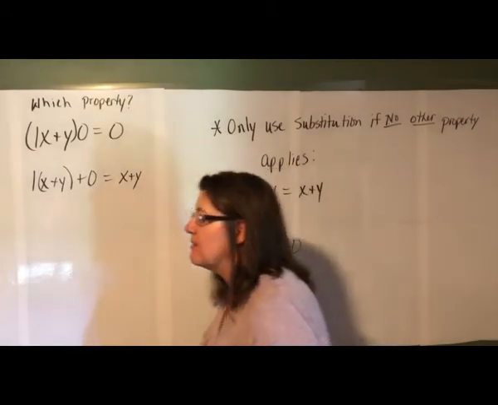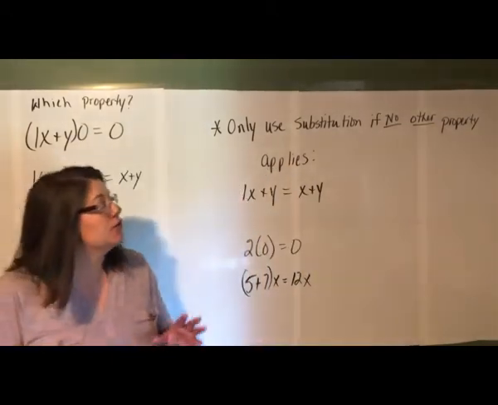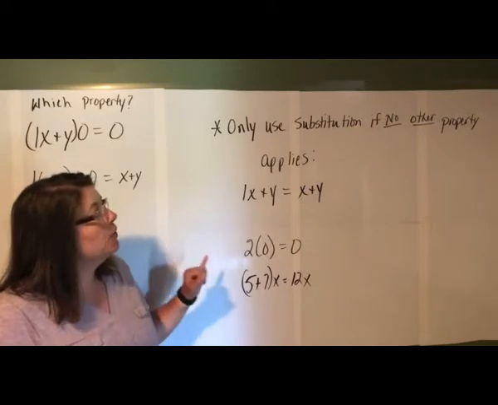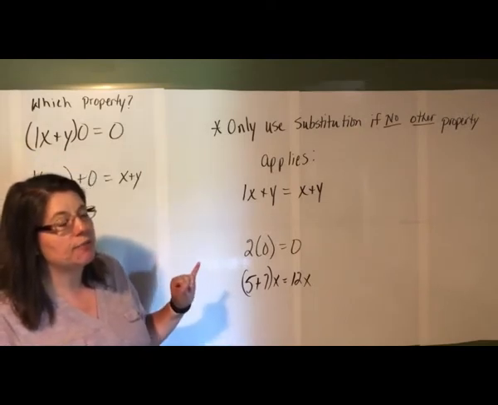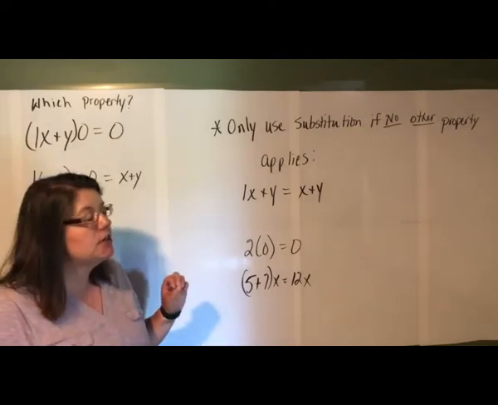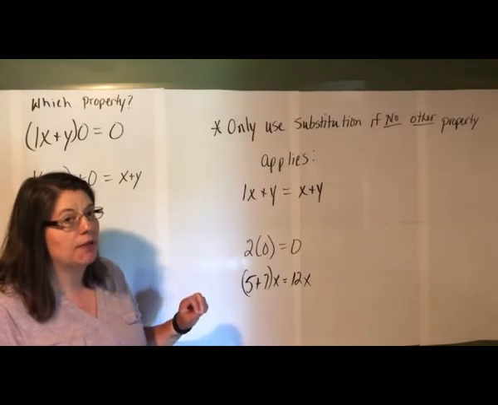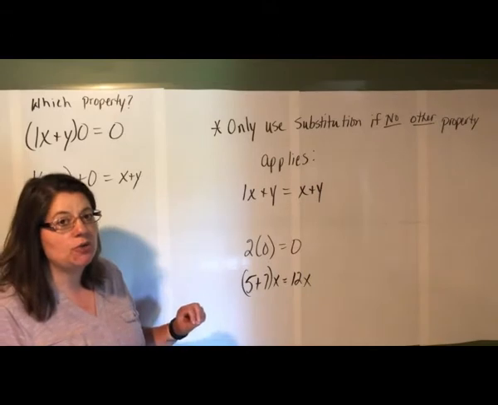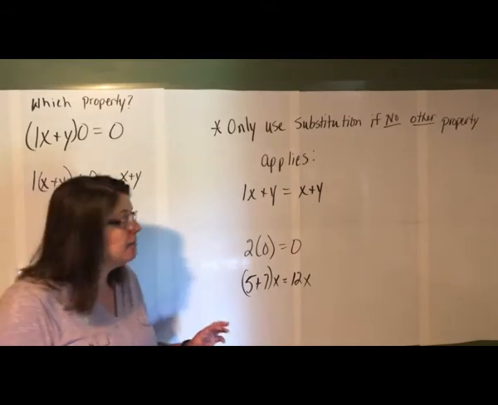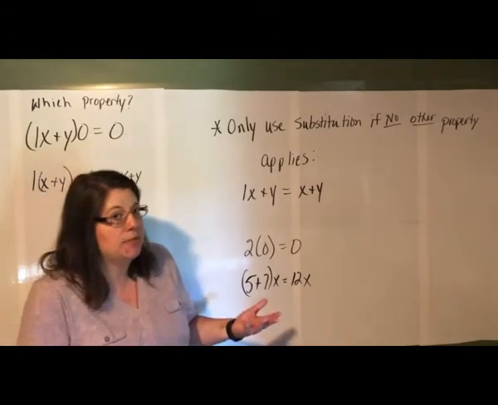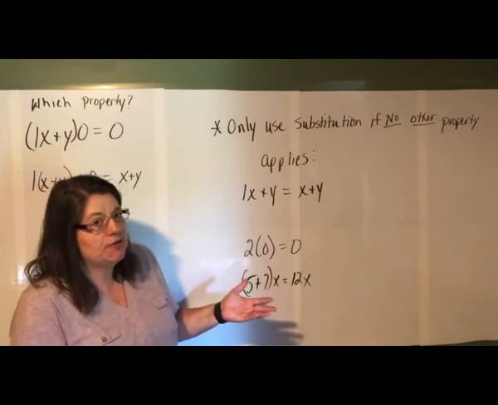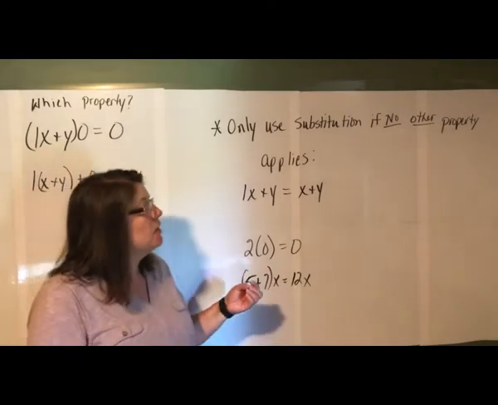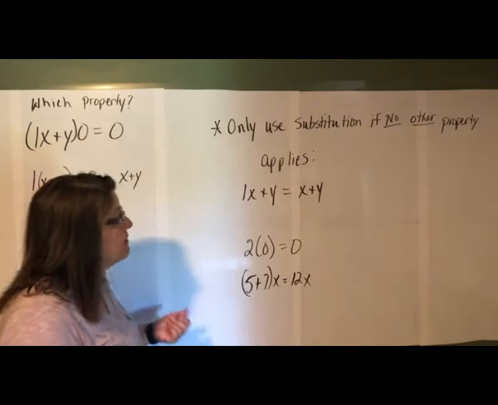The other really significant thing with properties that you have to understand is you are only allowed to use substitution as a property answer if none of the other properties will apply, okay? So substitution should only be used if nothing else can be used, okay? Because otherwise, if you think about it, we could use substitution for every single problem, okay? So substitution can only be used if nothing else works.